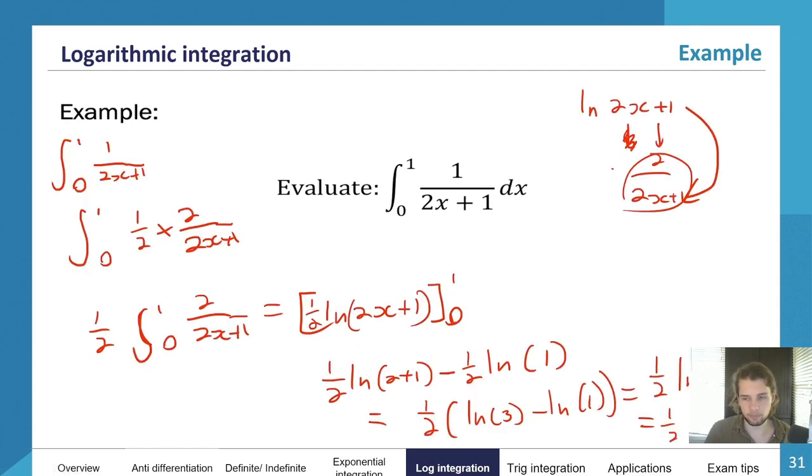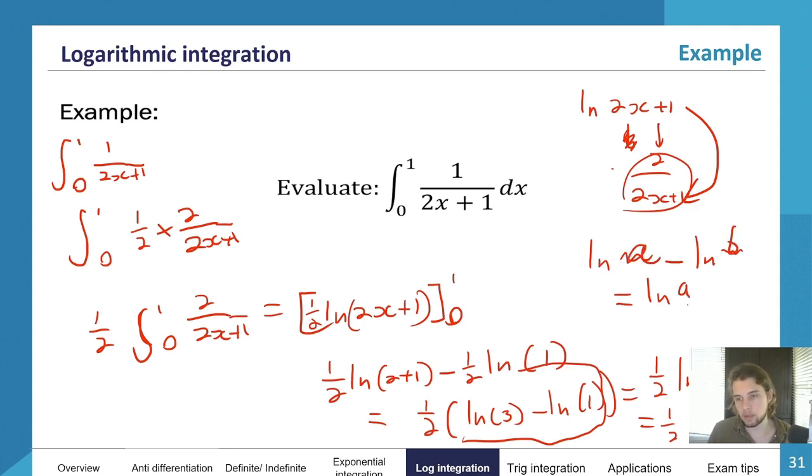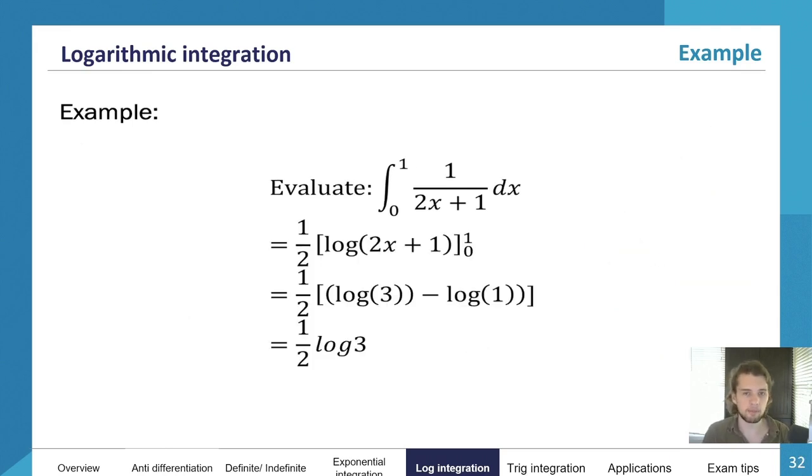Yep, okay. And this over here is just using our logarithmic rules. I know that if ln a subtracts ln b, that is equal to ln(a over b). And that's just one of our rules that you should probably get comfortable with if you don't know it already.